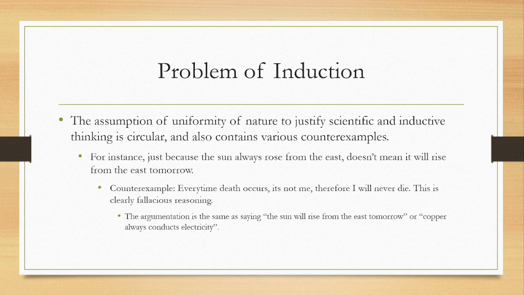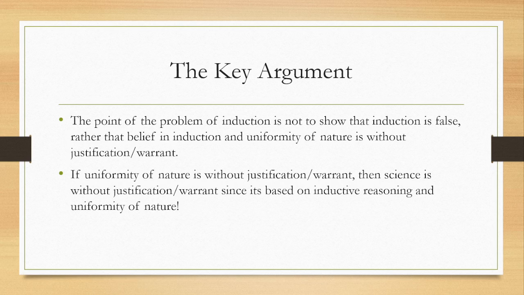Another, and a main counterexample that I like to use: every time death occurs, it's not me. It's always someone else. Therefore, the next time death occurs, it's not going to be me. It's never going to be me, which means I'm immortal. Obviously, this does not make any sense, but it's the exact same reasoning as saying copper always conducts electricity or the sun will rise from the east tomorrow. That's the problem with this kind of inductive reasoning in its essence.